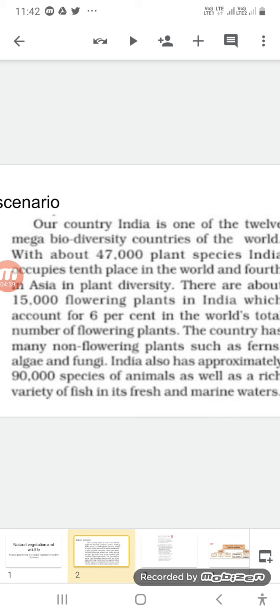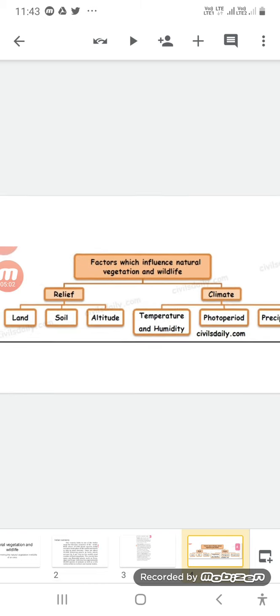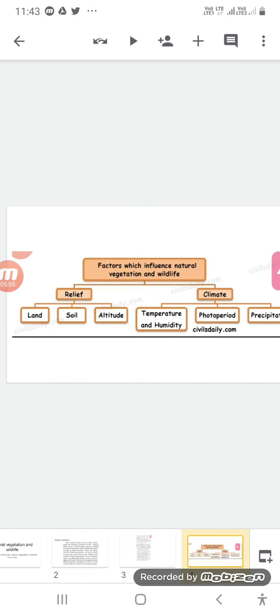And we have 15,000 flowering plants. Because of these 15,000 flowering plants, we account for 6% of the world's total number of flowering plants. And we have 90,000 species of animals, which includes aquatic, terrestrial, amphibians, etc. After this, we are going to the factors which influence natural vegetation and wildlife. The main factors which influence the vegetation or the wildlife of an area are relief and climate.